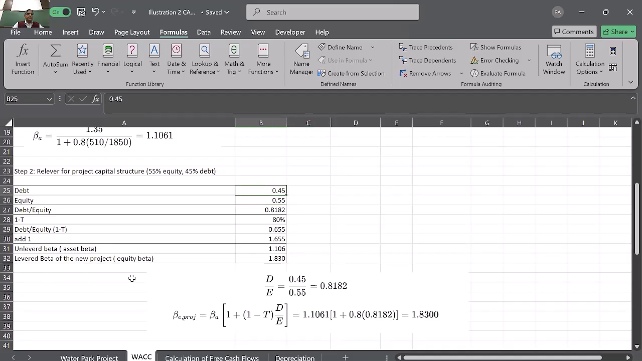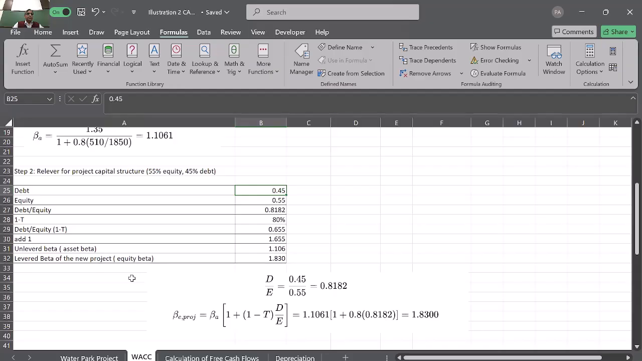This is given in the question. The debt equity ratio is different for the new project they are going to deploy. That is why we calculate it. The old company had its own ratio, where they were using less debt and more equity. Now this company will be using more debt and less equity.